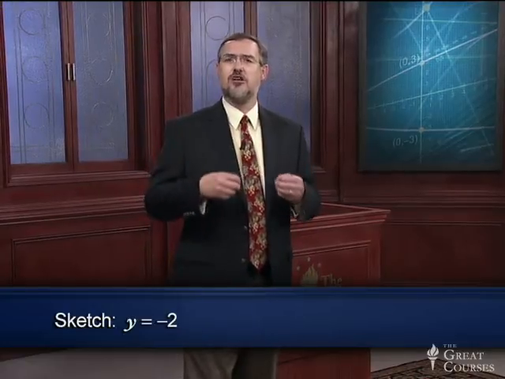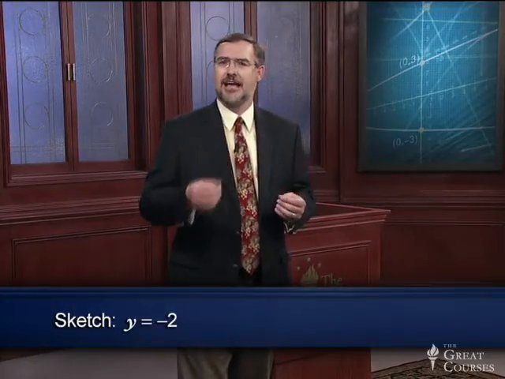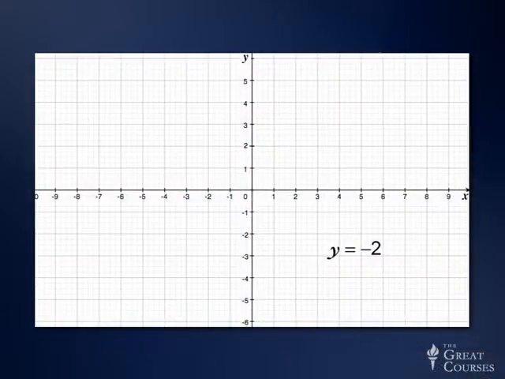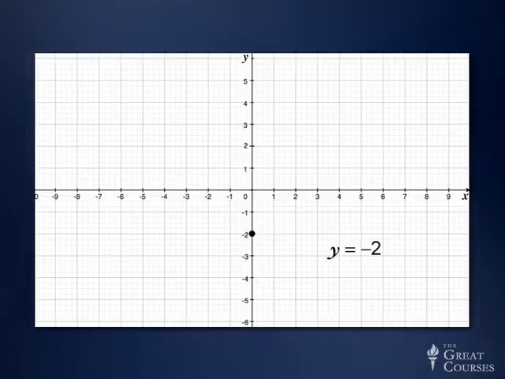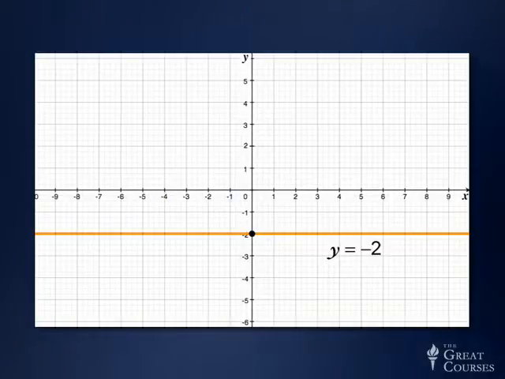It's the equation of a horizontal line with a y-intercept at -2. So if you just go to the y-axis, go down 2 units from the origin, you'll be at the point (0, -2). And through that point, you just have to draw a horizontal line. Once you've done that, you've actually sketched the graph of the horizontal line that we wanted in this example.